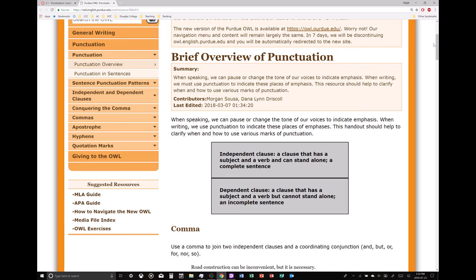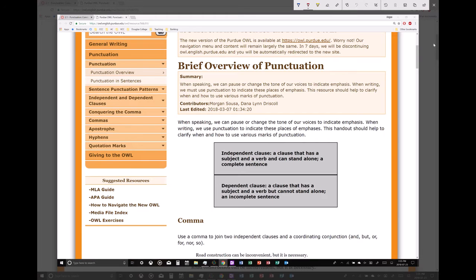Here we have a summary of the overview, and this one is talking about why we have punctuation in our writing. Sometimes we pause or change the tone when we want to emphasize something. And the same thing in writing, we use punctuation to make these emphases as well. And using the right kind of punctuation would help you make the right kind of emphasis.